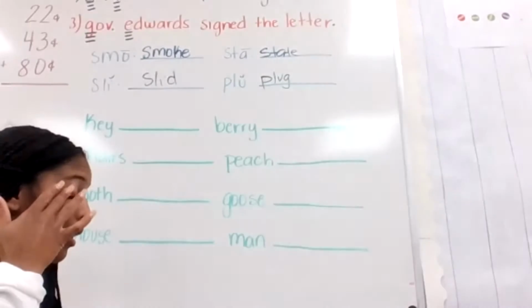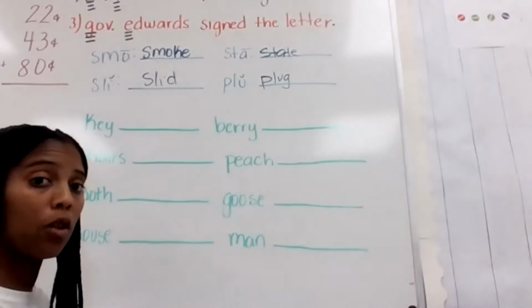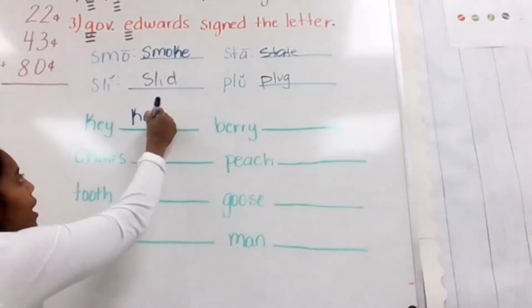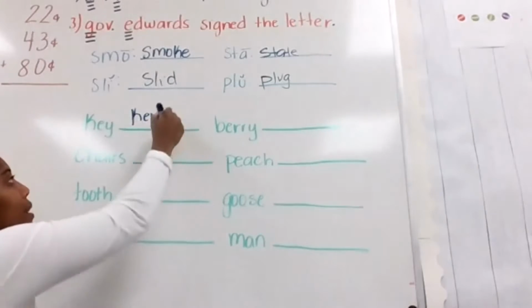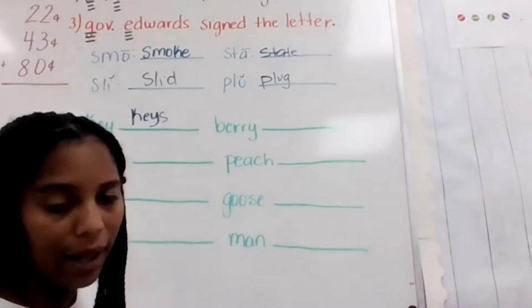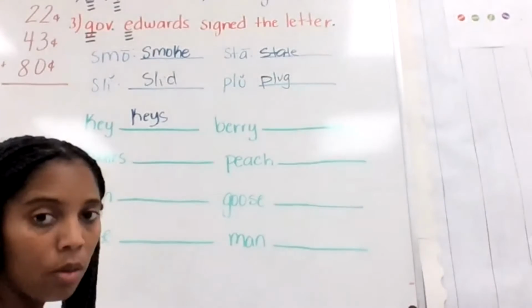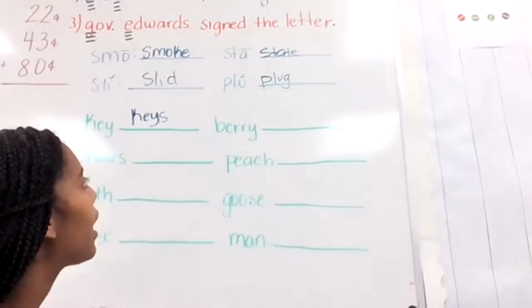K-E-Y-S. He said K-E-Y-S, you say? So just add an S? Yes, good. So remember, yes, it does end with the Y, but that's a special sound, E-Y. So if it's a special sound, E-Y, we do not do the rule changing the Y. Instead, we just add S.